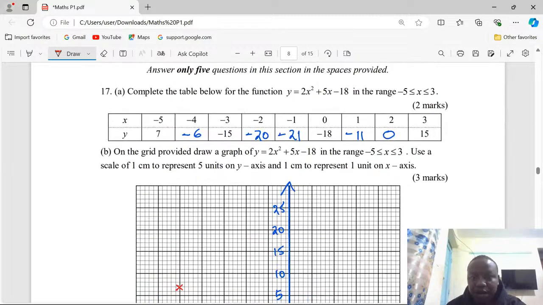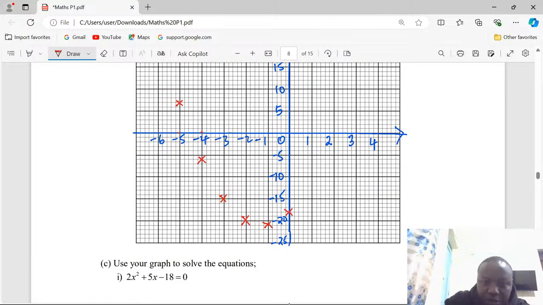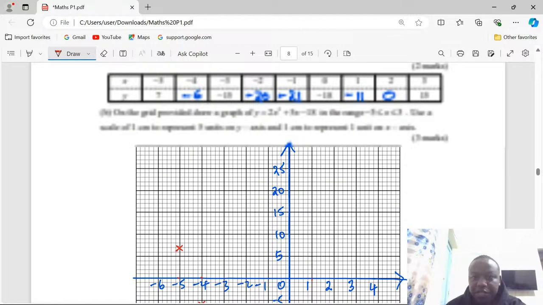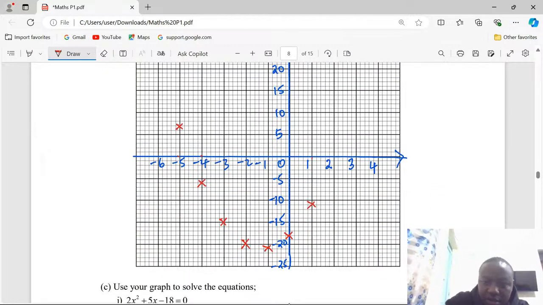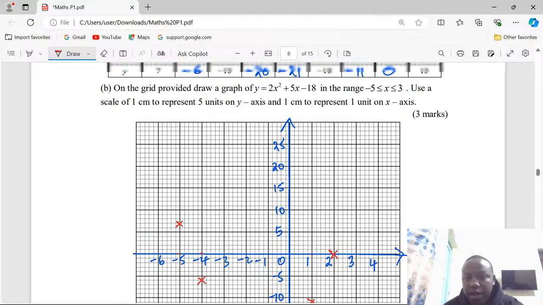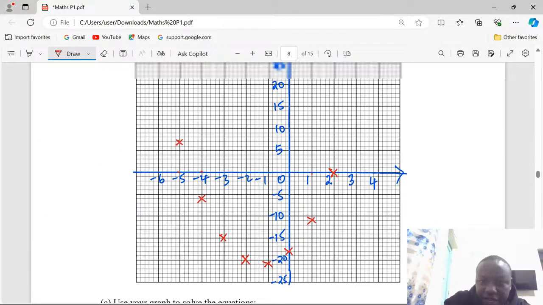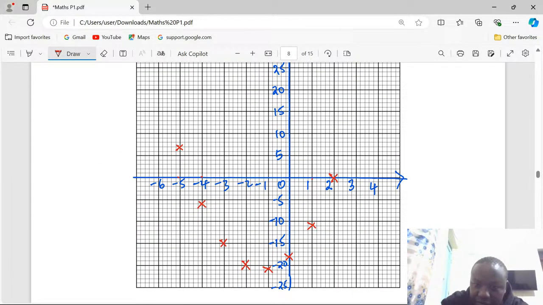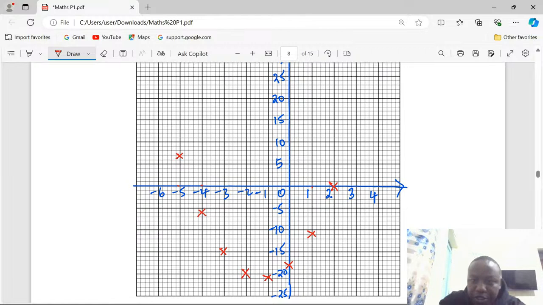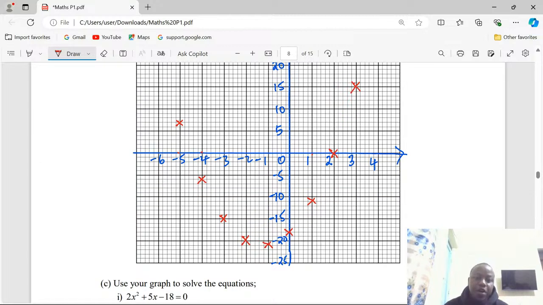We have +1 going with -11. So +1 is here. -11 shall be found here. That is the coordinate. We have a +2 going with 0. So +2 is lying on the x-axis like that. And finally, +3 and +15. For +3 and +15 at this point. So these are the plotted coordinates. We can already see the behavior of the curve even before we draw it.